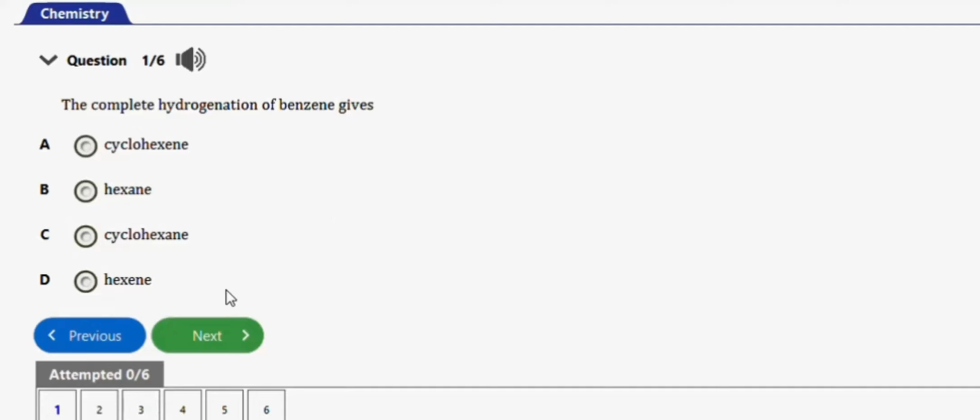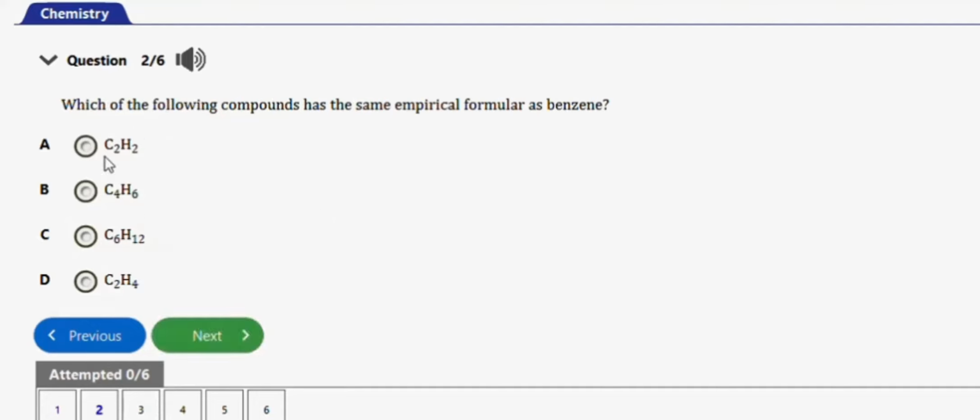Next question: which of the following compounds has the same empirical formula as benzene? The right answer here would be option A, C2H2. This compound has the same empirical formula as benzene. This is our ethyne. That's it for this question.